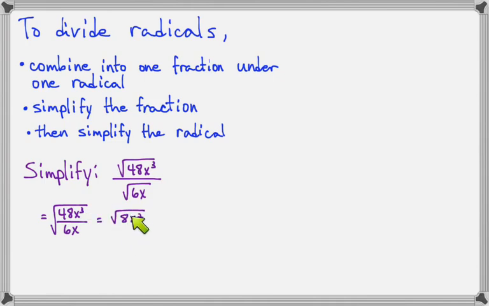Okay, now this radical is a lot easier to simplify than the ones we started off with. So 8 is 4 times 2. And the square root of 4 is 2. And the square root of x squared is x. And the only thing still under the radical is this 2 right here.